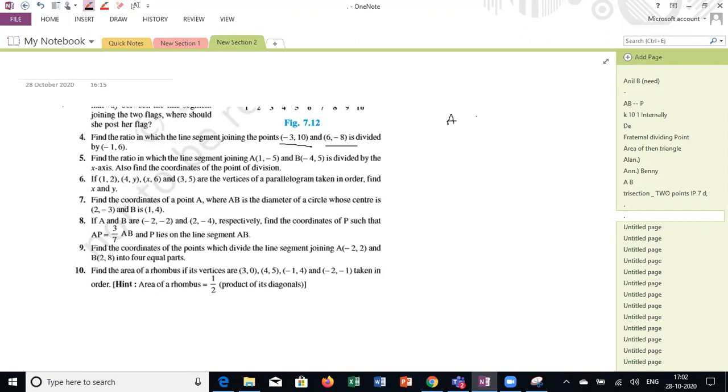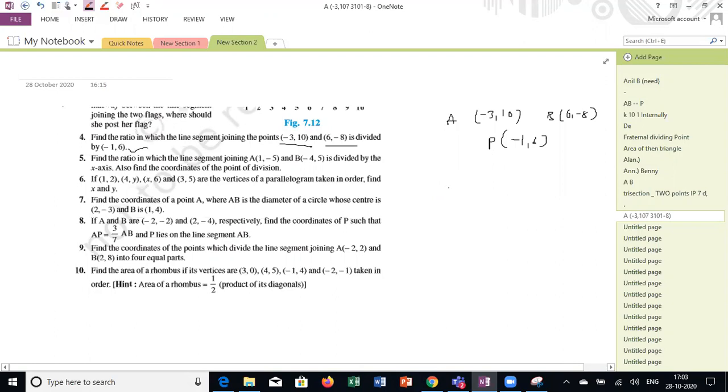So A is (-3, 10), B is (6, -8), and there is a point (-1, 6). Find the ratio in which the line segment joining the points is divided by this point. You can find AP is to PB. That is also one more method. Find the AP value, find the PB value, and whatever ratio you get, that is the ratio.